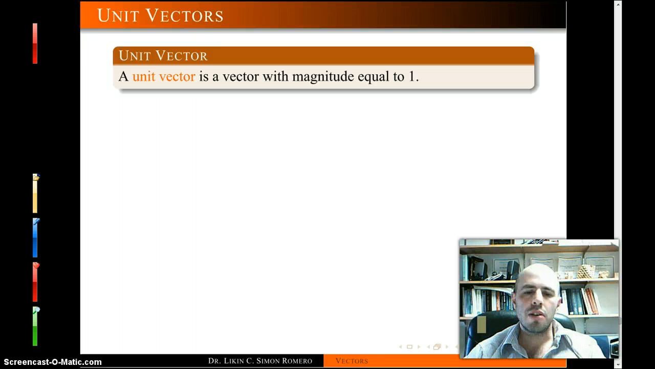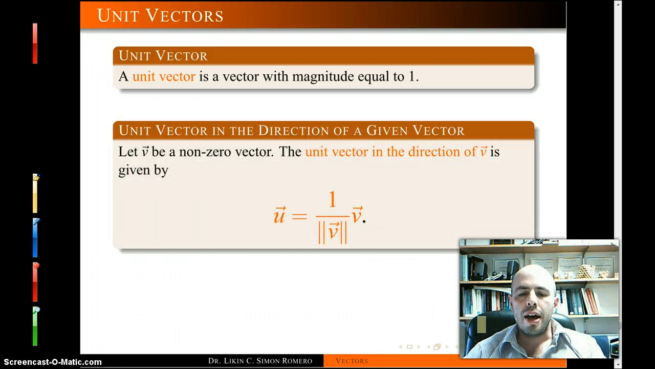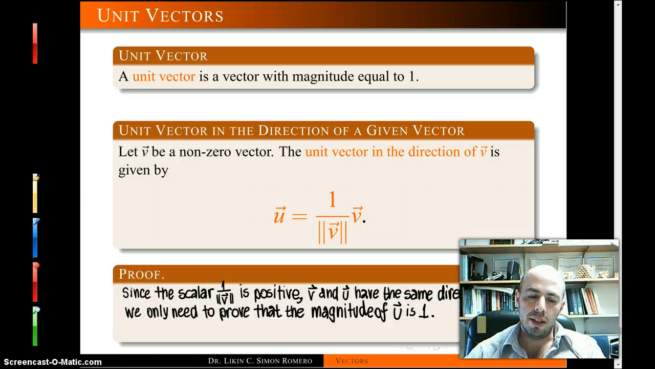Unit vectors. A unit vector is a vector of magnitude equal to 1. If you want to compute a unit vector in the direction of v, you can just multiply by 1 over the magnitude of v. And that gives you a unit vector in the direction of v. Why? Let me prove it. Since the scalar 1 over the magnitude of v is positive, v and u have the same direction. So we only need to prove that the magnitude of u is 1.